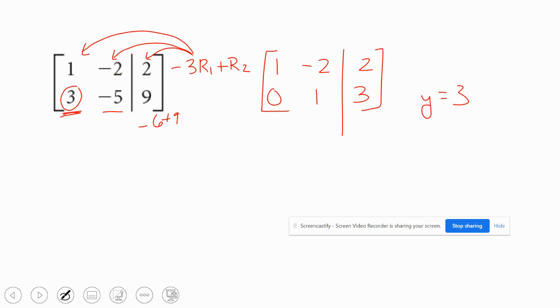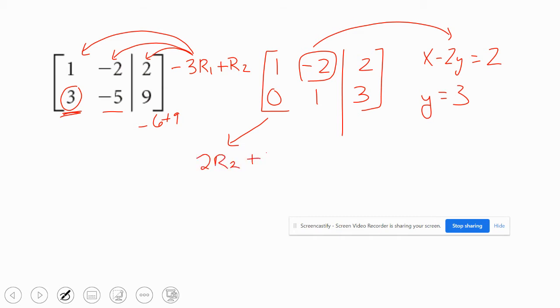So you can then stop, bring this out here, and substitute your 3 in and finish solving. But you also can do it the other way. So if I want to eliminate this negative 2, I could multiply the second row by 2 and add it to the first row.